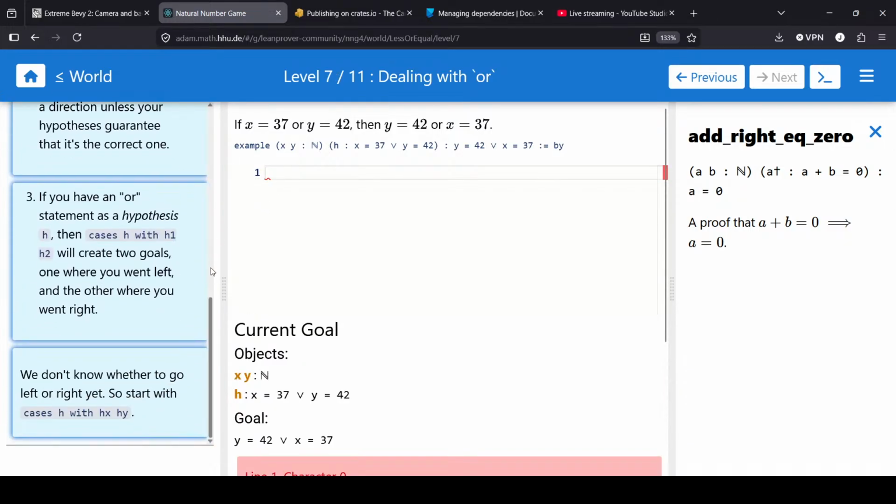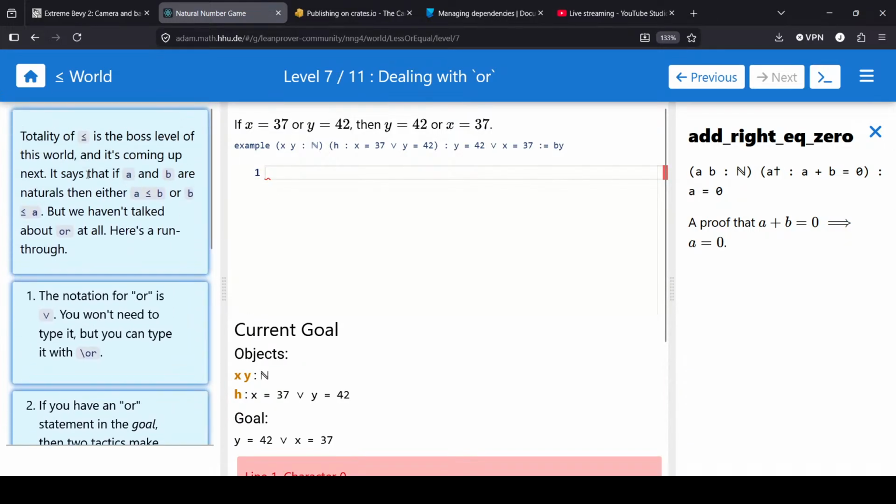Okay, it's 7-Eleven. Totality of less than or equals is the boss level of this world, and it's coming up next. It says that if A and B are naturals, then either A is less than or equal to B, or B is less than or equal to A. But we haven't talked about OR at all. Here's our run-through.